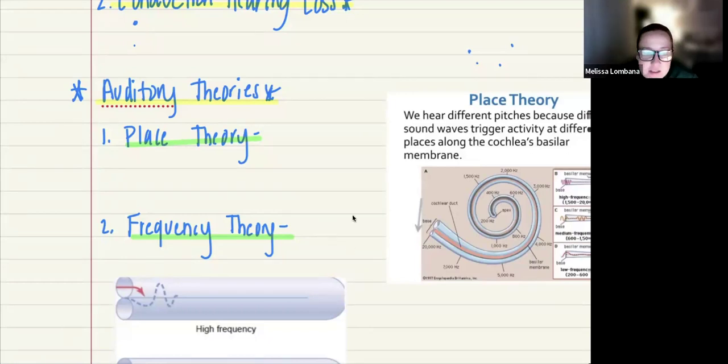The problem with this is that it does not explain, and make sure to write this down, how we hear really low pitch sounds, okay? Those don't reach some of these hertz. And it's very difficult to localize where it's happening in the cochlea, okay? But it explains how we hear high pitch sounds, okay? So that's a good thing about place theory.